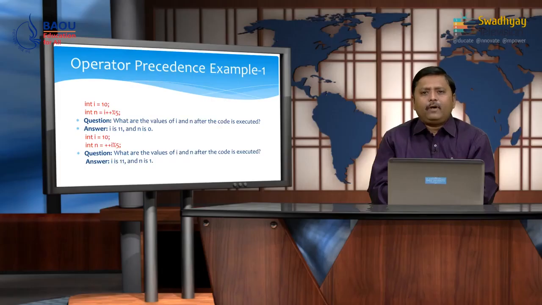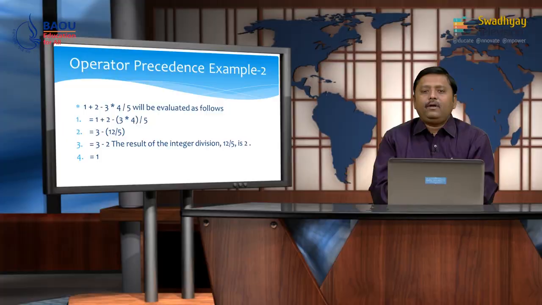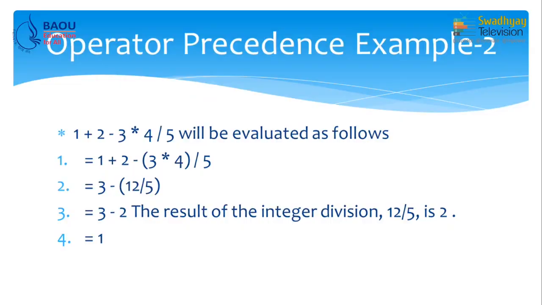Now, we take one more example where we use more than one operator with the same precedence. The previous example was clear because one operator had an obviously higher precedence than the other, but what will happen if both operators have the same precedence? So, we take another example. On screen you can see we have an expression like this: 1 + 2 - 3 * 4 / 5. Now, how will this be evaluated?